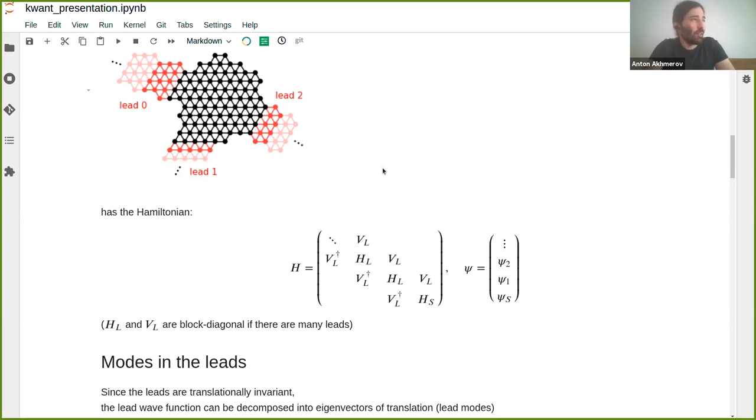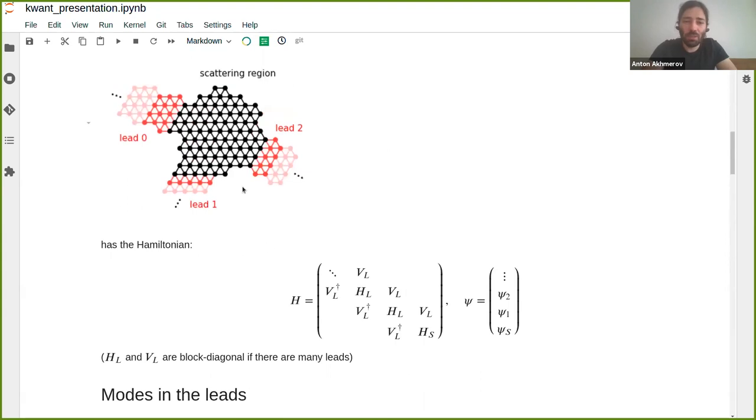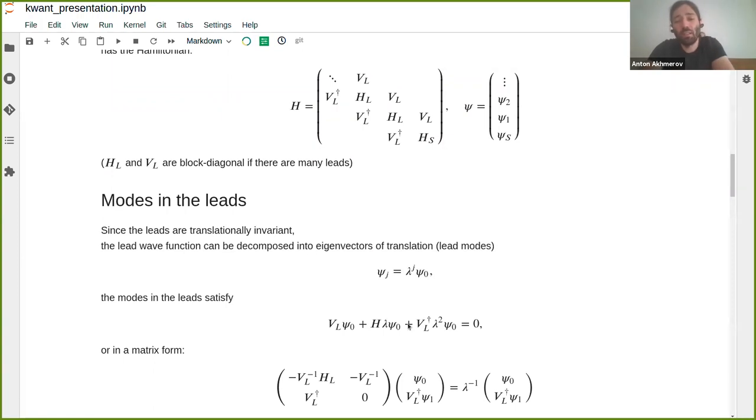Now, importantly, of course, solving an infinite problem is not great. So usually we want to reduce it to a finite problem. And here, this should not come as a surprise. Since the leads are infinite and translationally invariant, we want to rely on the translation invariance. So we decompose the wave function in the leads into a superposition of a wave function in one unit cell times an exponential factor. This is mostly like a plane wave, except we cannot quite apply Bloch's theorem because each lead is only half infinite. So the wave functions in different unit cells are still related, but we cannot use the full translation invariance. So we are searching for all the solutions in the lead that have this form.